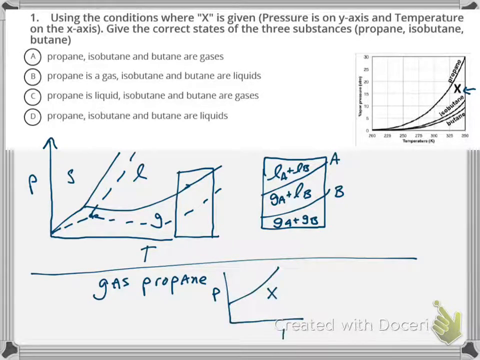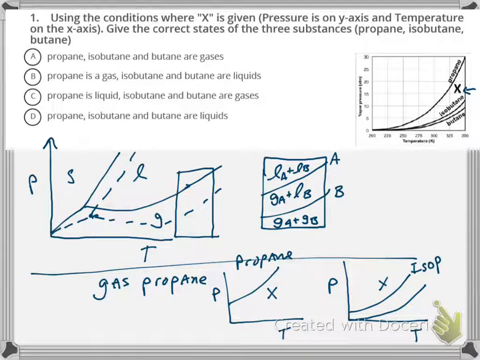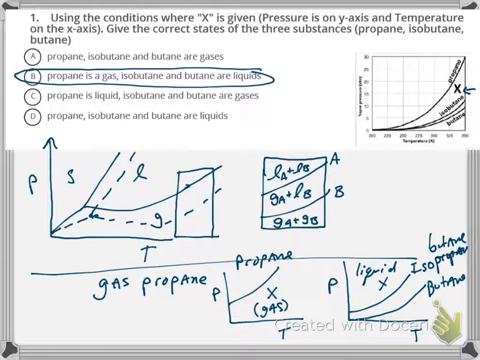And so if we were only looking at propane and we saw the X there, we would just say, all right, we have gas propane. We then drew only the pressure temperature curve for the isobutane and butane. We would see the X is above those lines, which would be a liquid. So we should have gas propane, liquid isobutane and butane, and that should give us answer B. So B, propane is a gas, and isobutane and butane are liquids.